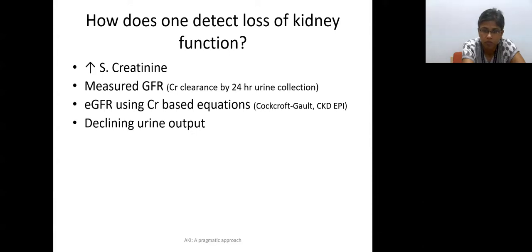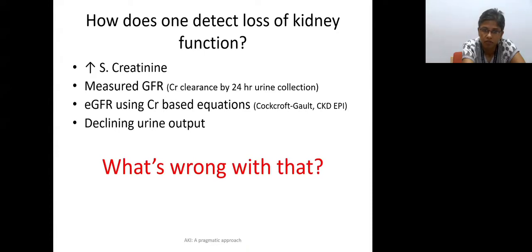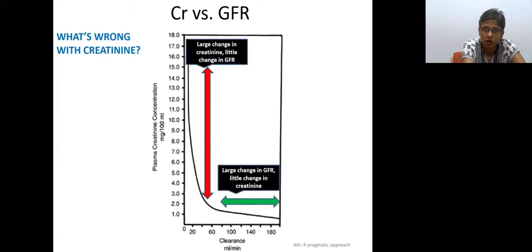Another important indicator that not all is well with the kidney is the urine output. And this is much easier to measure in hospital than say at home. And it's something we all use routinely in clinical practice. But all of these have problems. And I'll go into this. So what's wrong with creatinine?